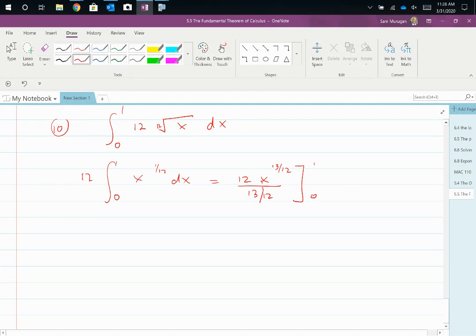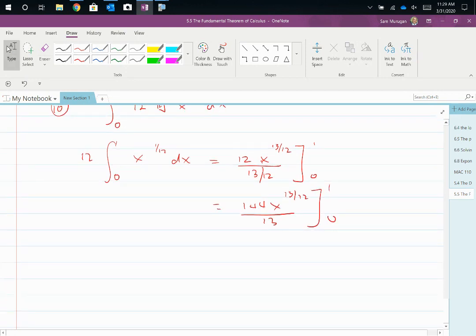Between 1 and 0. So this is 144x to the power 13 over 12 divided by 13 between 1 and 0. Easy computation here. Substituting 1, we get 144 over 13. And substituting 0, we get 0. So if we're subtracting 0, our answer is 144 over 13.